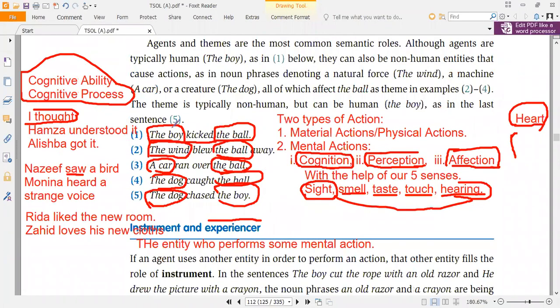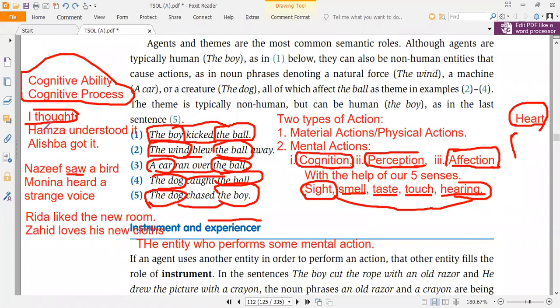If you look at all these examples, the boy kicked the ball, the wind blew the ball away, the car ran over the tree, the dog caught the ball, the dog chased the boy. If we look at all these examples, all of them are agents. You see, the boy, the wind, the car, the dog, and the dog, they are agents.